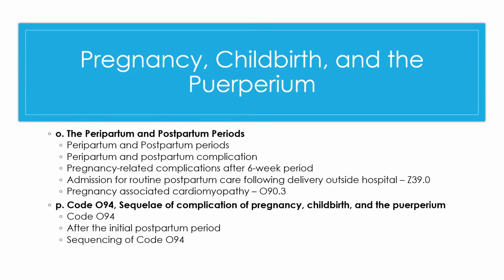Number 2, peripartum and postpartum complication. A postpartum complication is any complication occurring within a 6-week period. Number 3, pregnancy-related complications after the 6-week period. Chapter 15 codes may also be used to describe pregnancy-related complications after the peripartum or postpartum period if the provider documents that the condition is pregnancy-related.